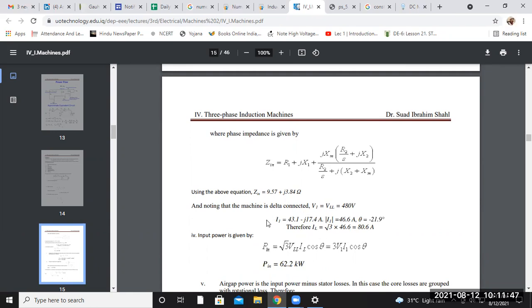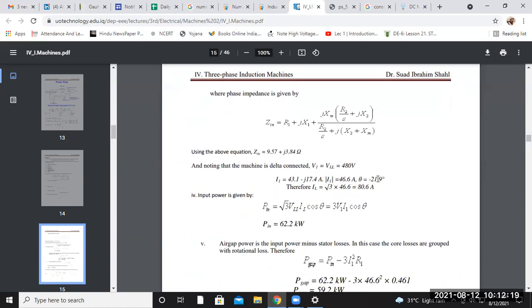When you want to find the magnitude of this phase current, you will get it as the square root of 43.1 squared plus minus 17.4 squared. That will give you 46.6 ampere. Now, if you want to find the value of the impedance angle, you will get tan inverse of minus 17.4 divided by 43.1. That will give you minus 21.9 degree. That will give you the value of theta. This is the basic thing that we have already calculated in our module 2. So we have the phase current as 46.6 ampere.